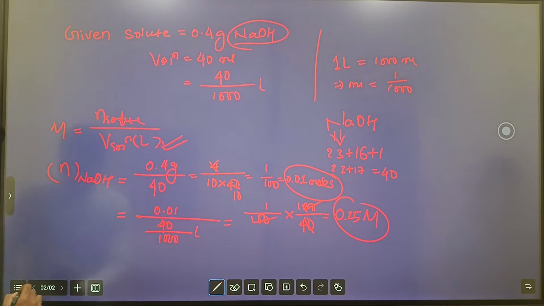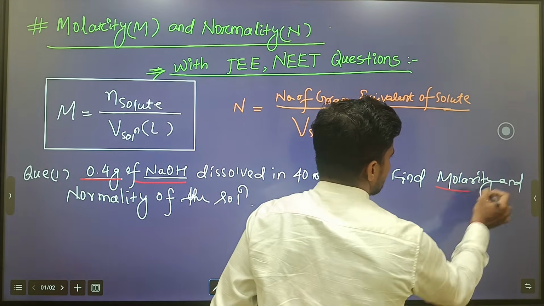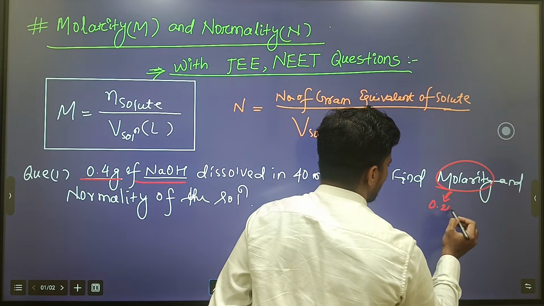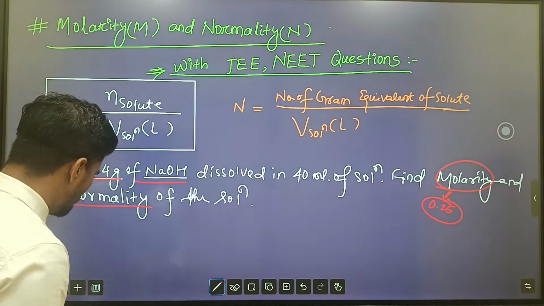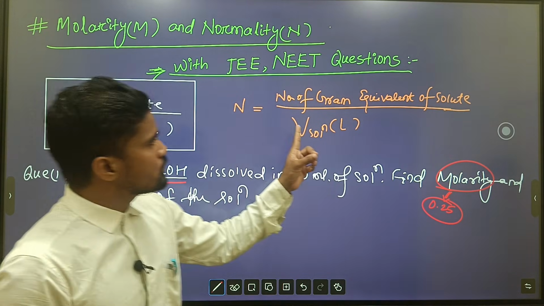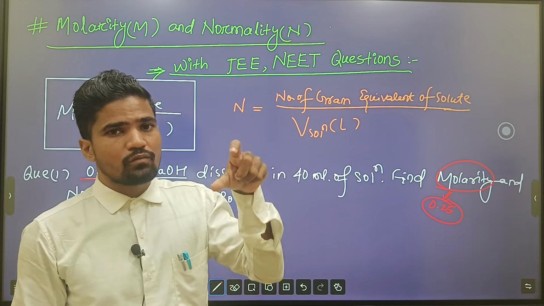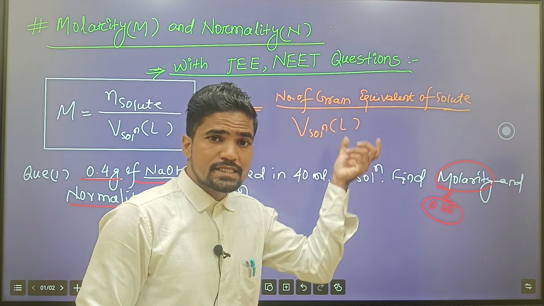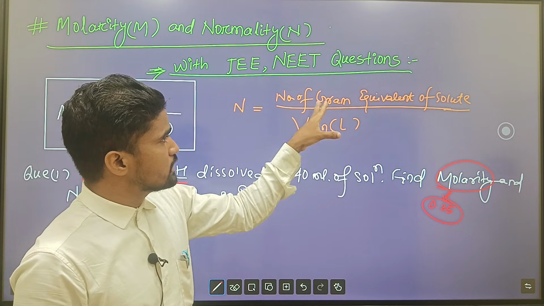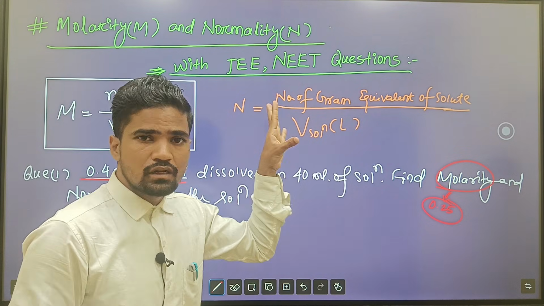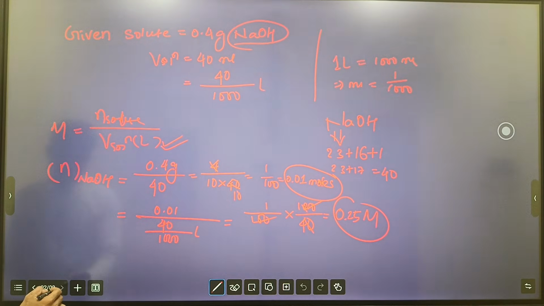So again, it is asking in the question to find molarity. We get molarity as 0.25, and also find out the normality of the solution. So what is the normality? Normality means number of gram equivalent of solute divided by volume of solution. Same volume, 40 upon 1000, we will put here, and initially we need the gram equivalent of the solute. So let's find how to calculate the number of gram equivalent of that solute.